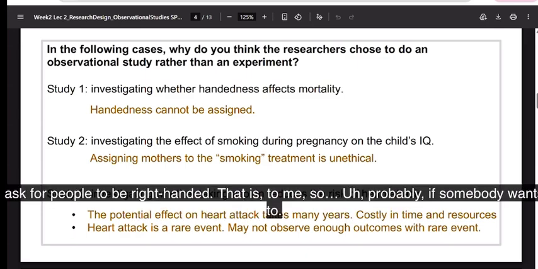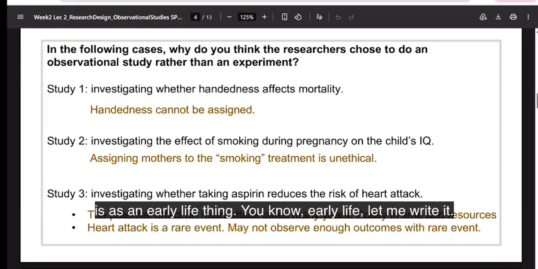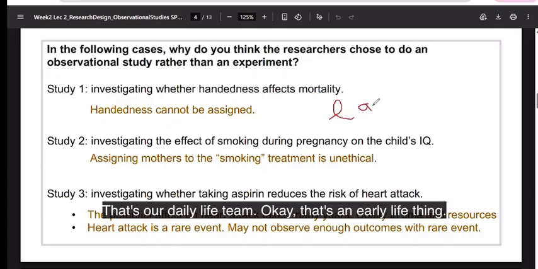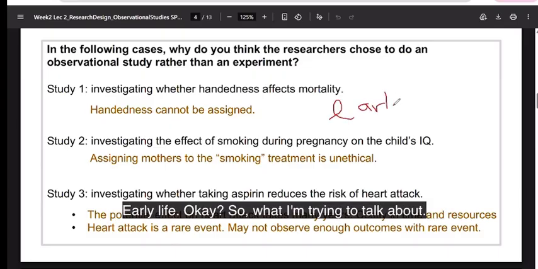That is to me probably, if somebody wants to, it's an early life thing. Let me write it. That's an early life thing, early life.